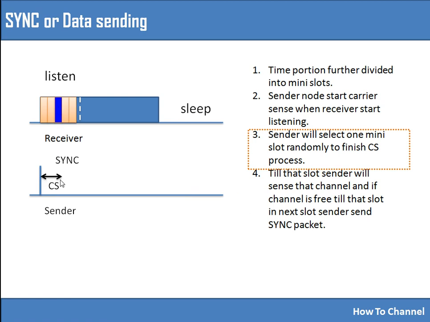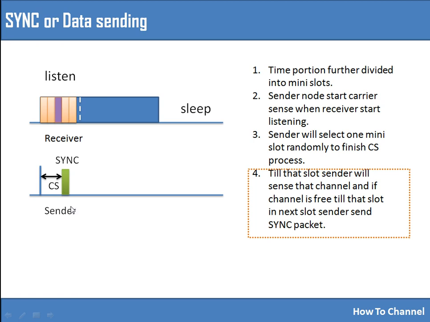Now during this sensing, if there is no traffic in the channel, the sender will transmit its SYNC packet in the next slot. This blue represents that the sender sensed the channel from here to the end of this blue mini slot, and if the channel is available, meaning there is no traffic, the sender will send its SYNC packet in the next mini slot, which is this fourth one.